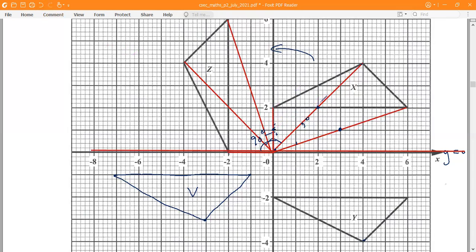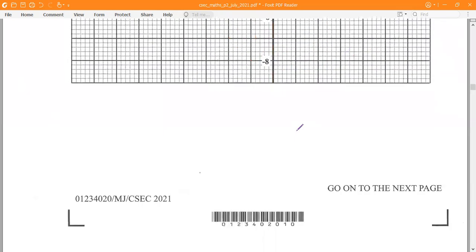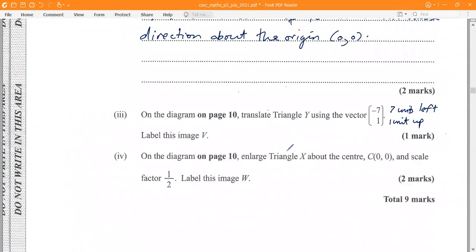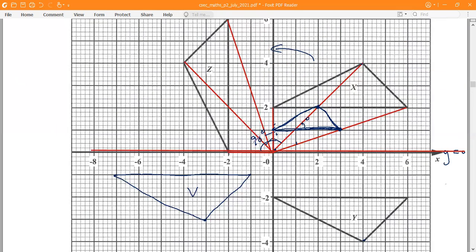Following these 3 points, let's draw straight lines to connect them. Okay, so this is our triangle. Good. This is what we would call capital W. Capital W is our image after enlargement by 1/2. So the size has been reduced by 1/2.